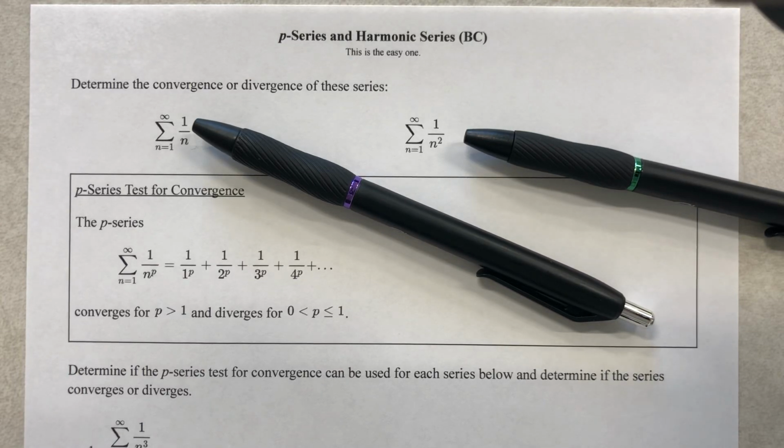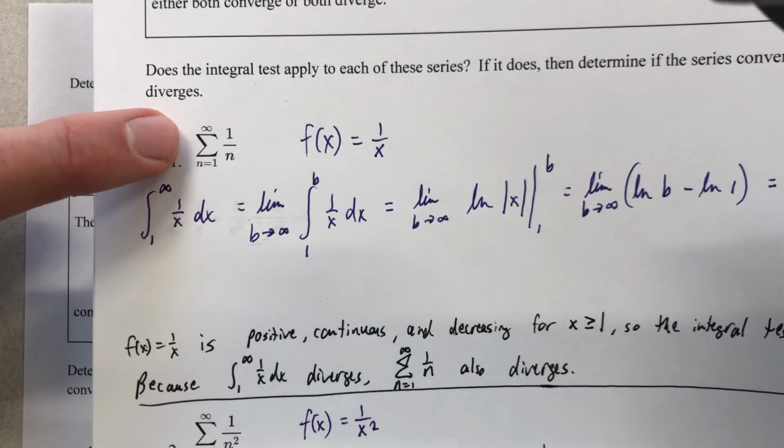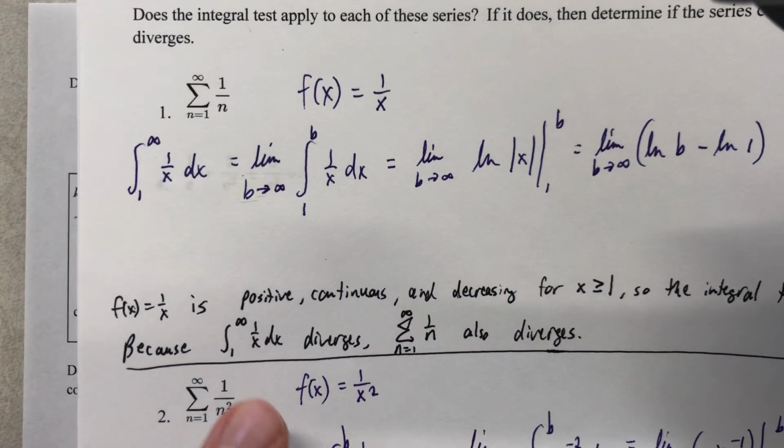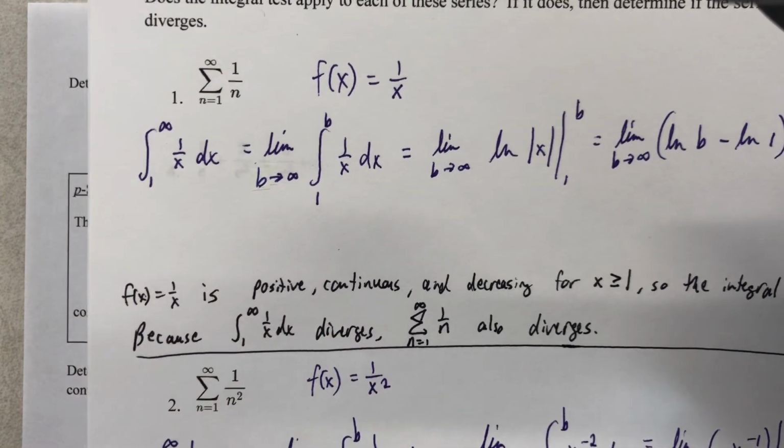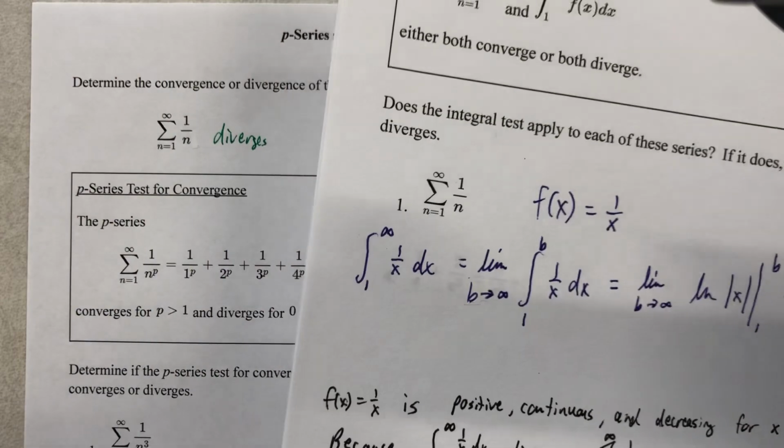Let's talk about P series and harmonic series, and this is the easy one. We just have to know how to identify it, and we have strategically pointed at a couple of these with ink pens. So we want to determine the convergence or divergence of these series, but that actually happened in a previous lesson, in a previous video, when we found that this series diverges because its functional equivalent as an improper integral also diverged. So, surprise!